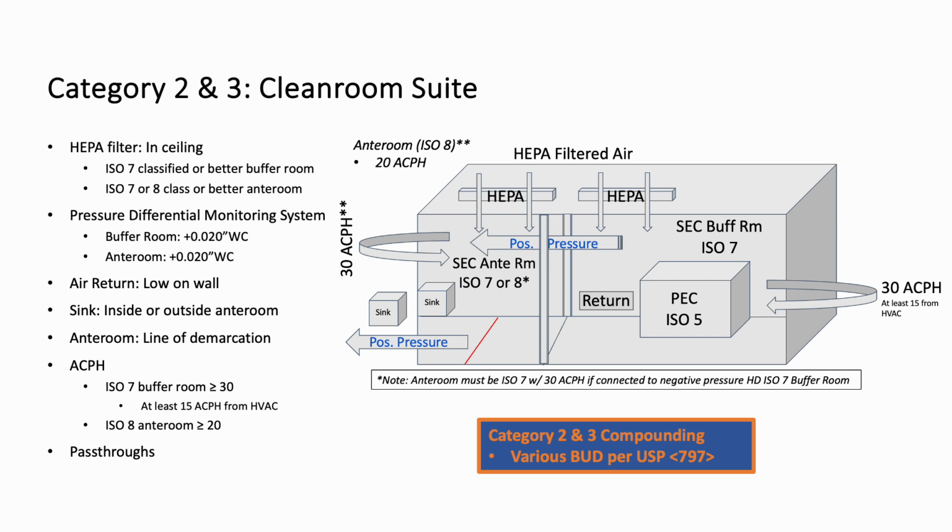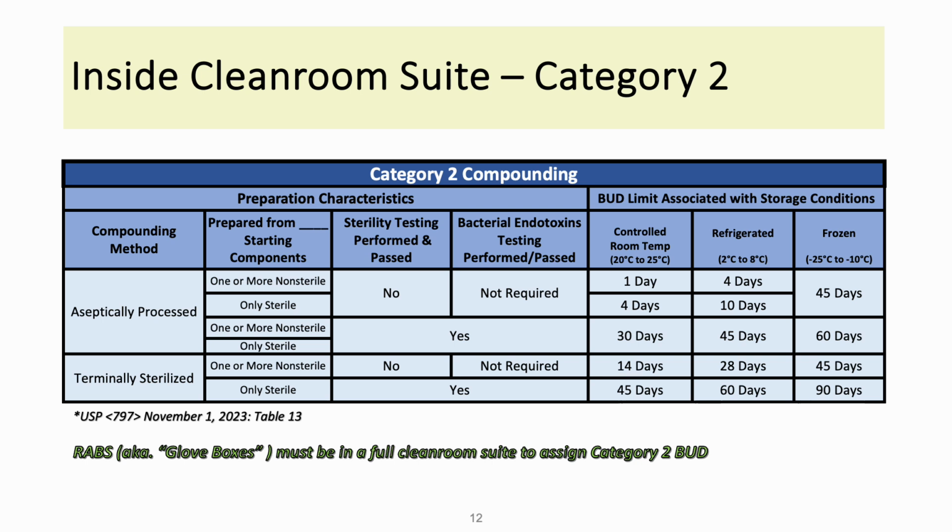Category 2 compounding can be assigned various beyond use dates. It depends on whether or not you aseptically process the compound or if you terminally sterilize it, whether or not non-sterile components are being used or if only sterile components are being used, or what type of testing is done on the products, whether you're doing sterility testing or endotoxin testing.